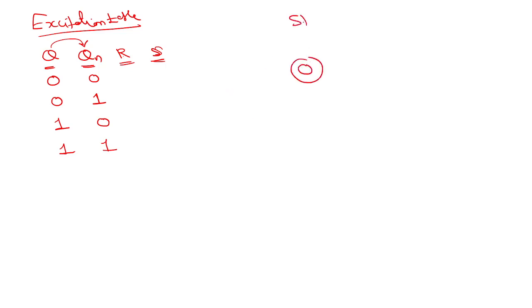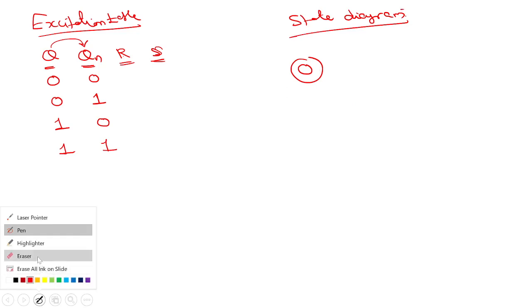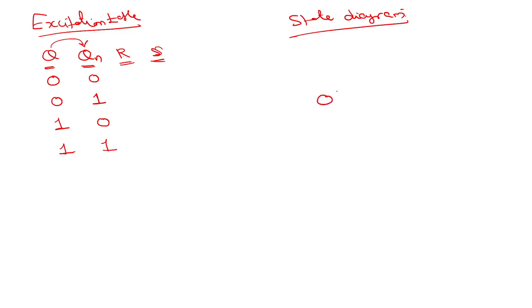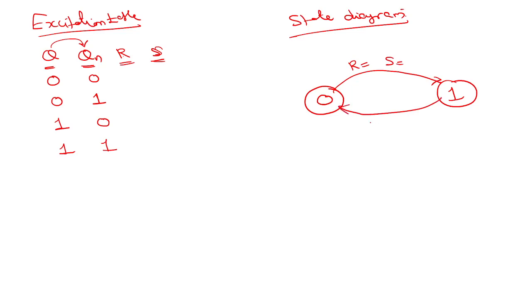It can be represented as a state diagram. This is also called a state diagram. Same concept. Let me write neatly. I am at 0, I want to move to 1. What should be R? What should be S? From 1 to 0, I want to come back. What should be the R? What should be the S? 0 to 0, what should be the R? What should be the S? 1 to 1, what should be the R? That's it. Both are the same thing, only from different angles.